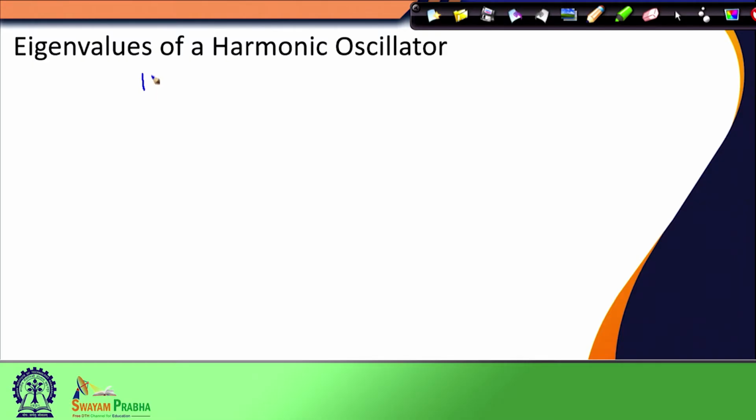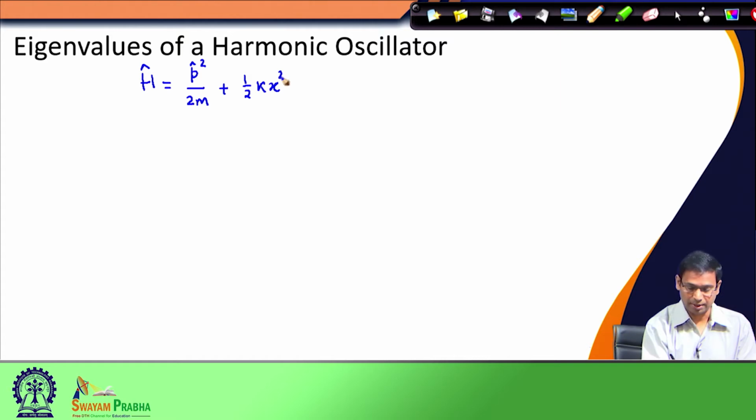Hello students, welcome to today's class. In the last few classes, we have been discussing the problem of the harmonic oscillator and how we can solve this problem through quantum mechanics. To recall, we have written down the Hamiltonian of the harmonic oscillator problem. The Hamiltonian had a kinetic energy term and a potential energy term. The kinetic energy term is given by the operator p squared by 2m and the potential energy term is given by the operator half k x squared. So, here p is the momentum operator and x is the position operator.